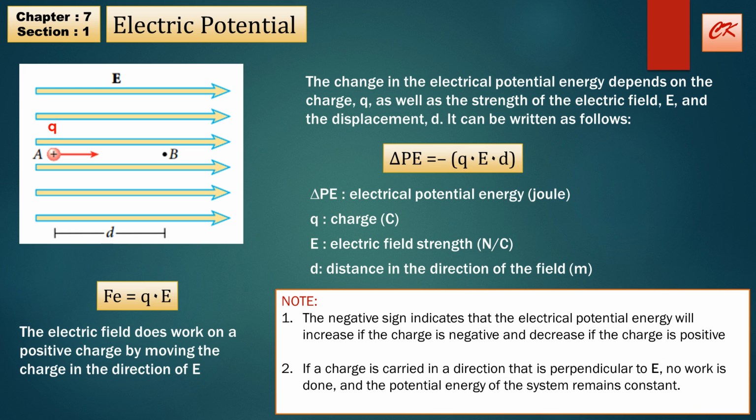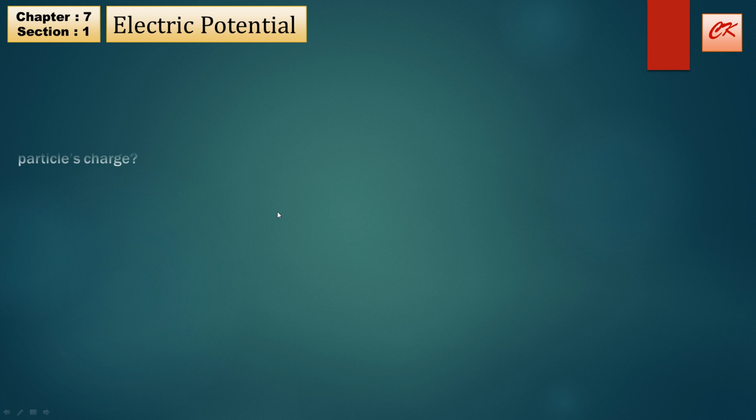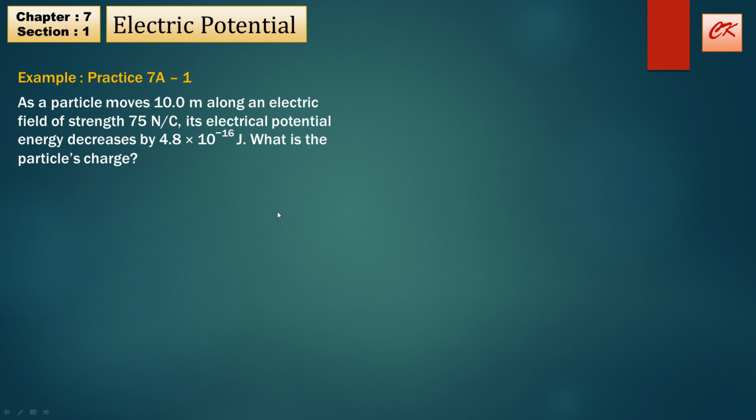The energy of the book will not change. When you hold it, you give energy to the book, but when you move with the book, the book's potential energy does not change because its height does not change. Let's solve an example.